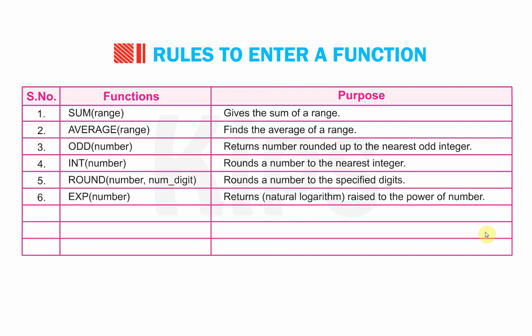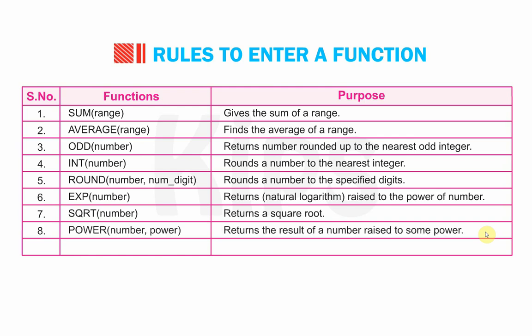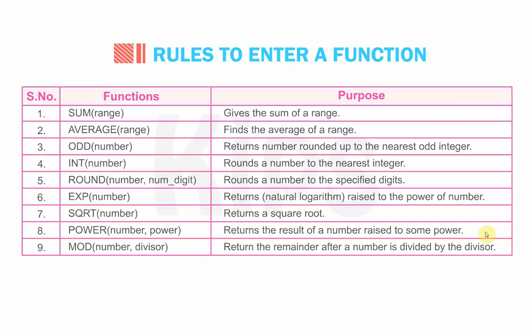The function EXP(number) returns e, the base of the natural logarithm, raised to the power of number. The function SQRT(number) returns a square root. The function POWER(number, power) returns the result of a number raised to a power. And the function MOD(number, divisor) returns the remainder after a number is divided by the divisor.